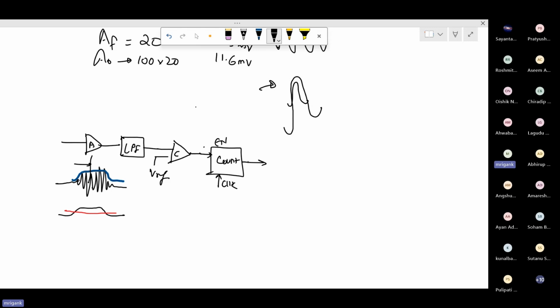Can we do this even without a counter, without going to the digital domain? Can we do it in the analog domain itself? How can we do it completely in the analog domain without even going to the counter? Because the counter requires a clock, and again, it will have some more power consumption. So if you want to avoid that also, in this case, what will you do?